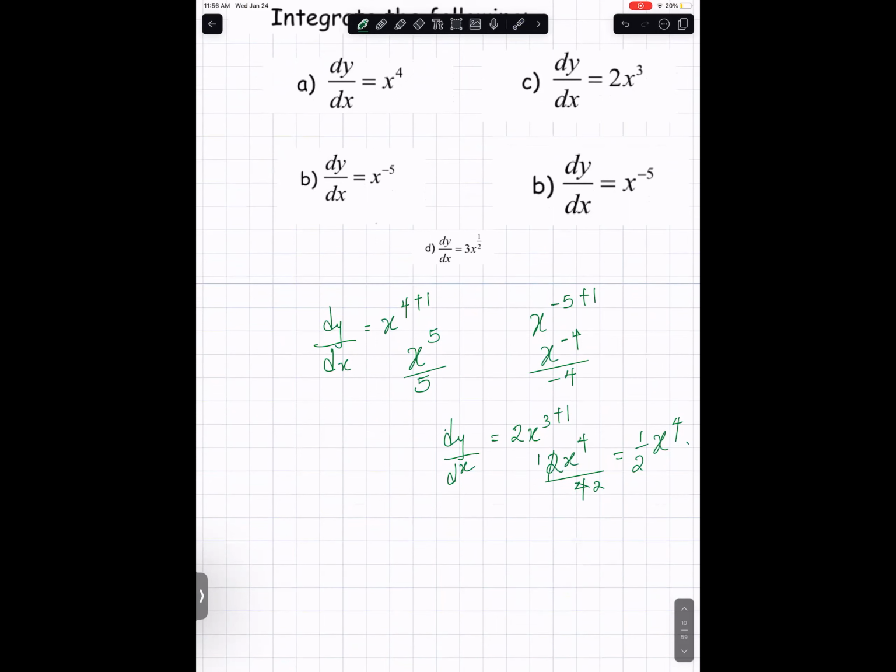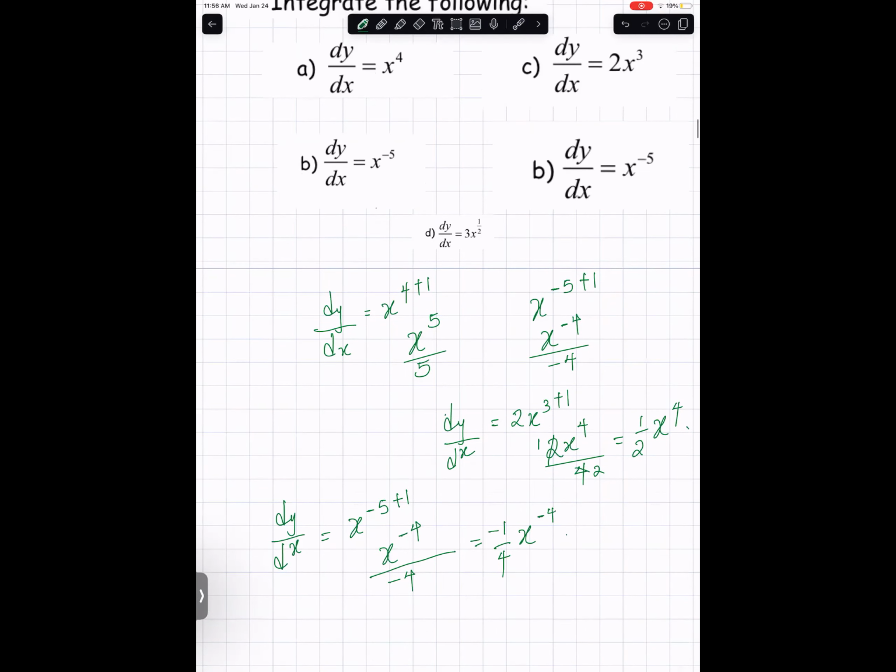Then we move to the next, which is dy by dx equals x raised to the power of minus 5. So we add 1 to the power of minus 5, which gives us x raised to the power of minus 4, and we divide this by minus 4. So I can have it as minus 1 over 4 times x raised to the power of minus 4. I hope you are good with that.